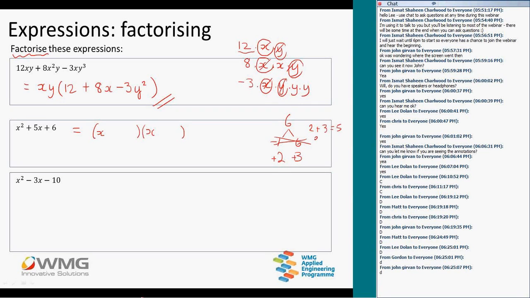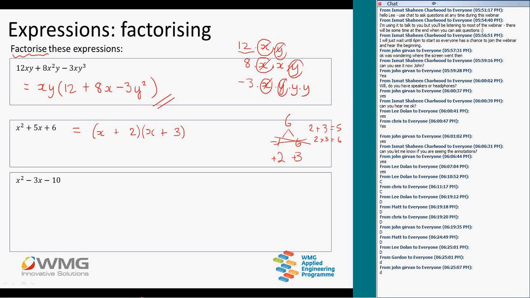That's long-winded, but actually mentally, because the numbers are usually quite simple, you can quickly say these must be 2 and 3. Now, note that the order I've written them in makes no difference whatsoever. They still make 6, and they're still going to make 5 when you add them together. So it's plus 2 and plus 3. And then these are all pluses, so therefore these are pluses as well.